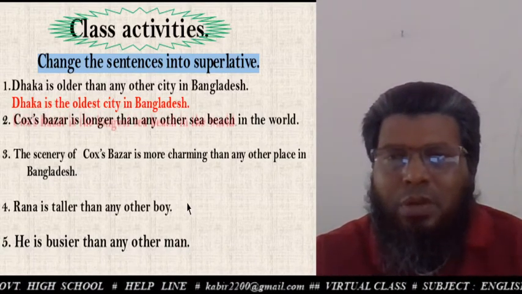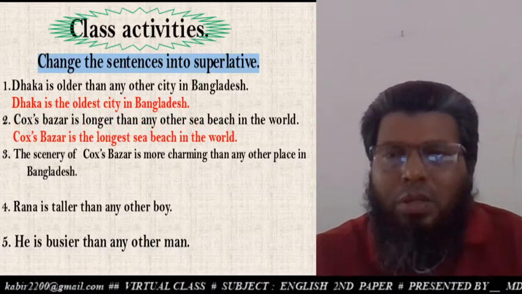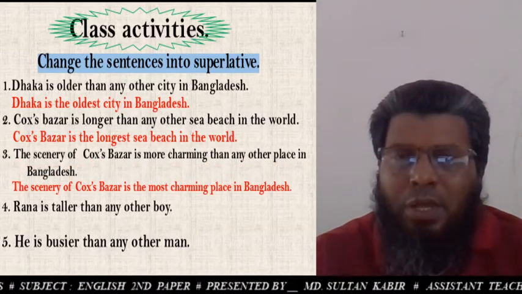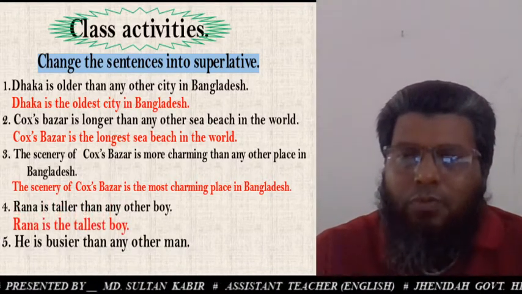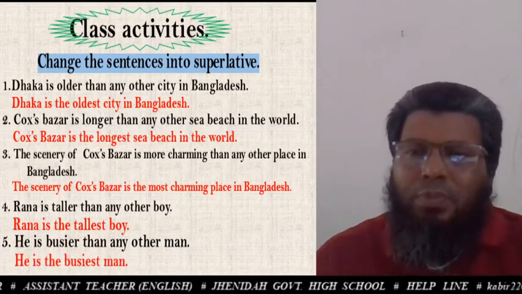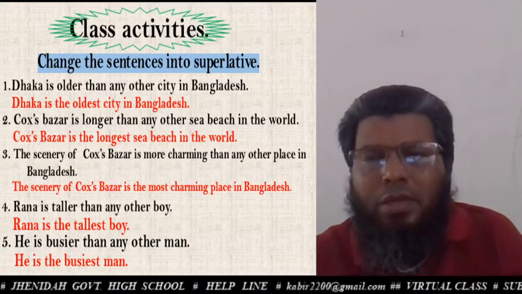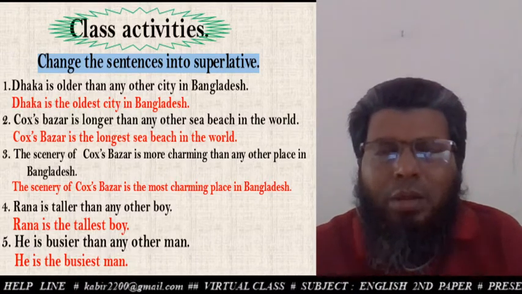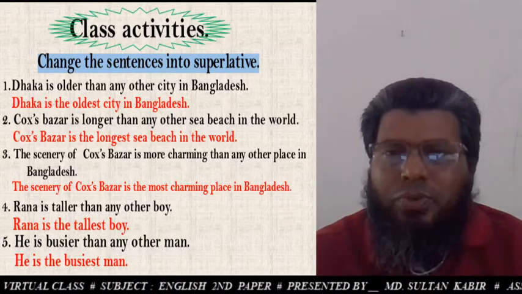Like this, the second one, Cox's Bazar is the largest sea beach in the world. Third one, the scenery of Cox's Bazar is the most charming place in Bangladesh. Okay. And number 4, Rana is the tallest boy. And number 5, he is the busiest man. Okay, I think you have done all this work very well. And now, if you made any mistake, you can correct yourself.